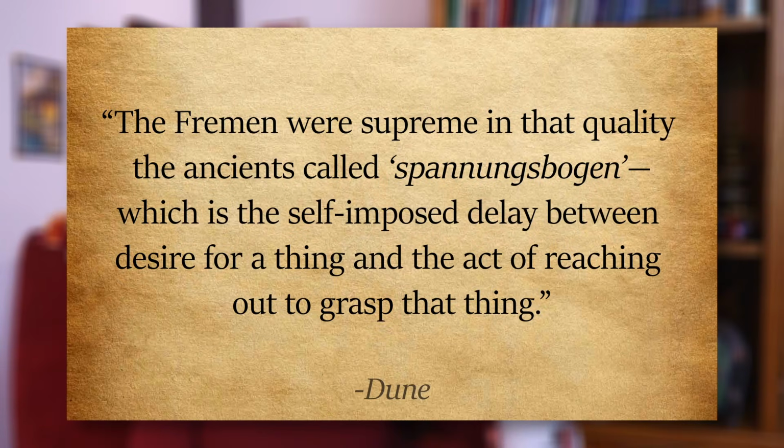The Fremen were supreme in that quality the ancients called Spannungsbogen, which is the self-imposed delay between desire for a thing and the act of reaching out to grasp that thing. Of all the desert taught them, this Spannungsbogen, this dedicated patience, is what gives Fremen their edge, their desert power. And nowhere does this manifest more clearly than in their relationship to the planet's ecology.